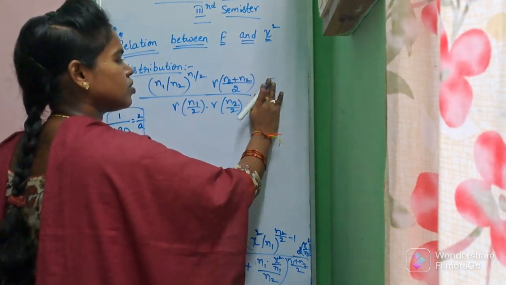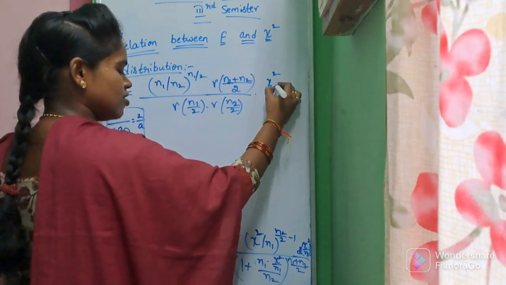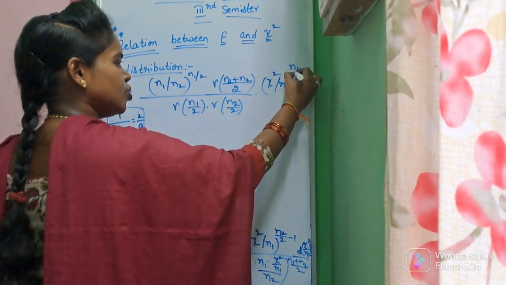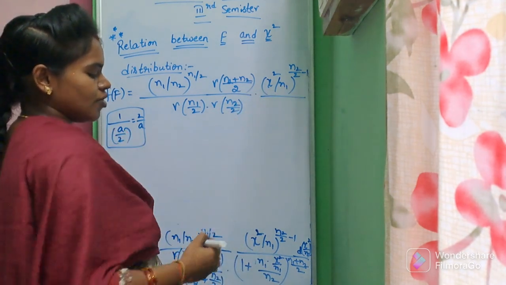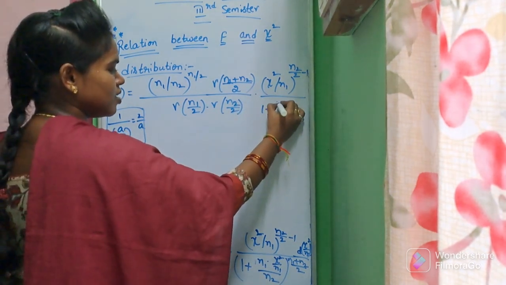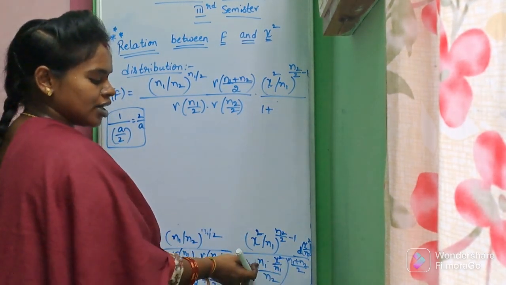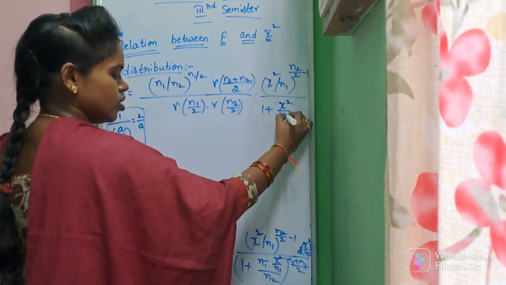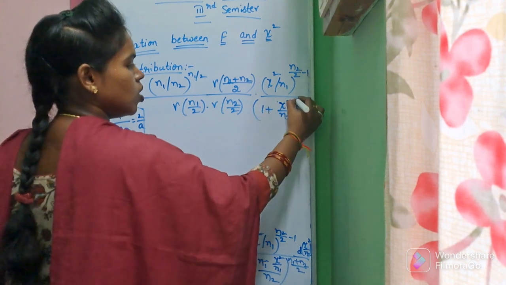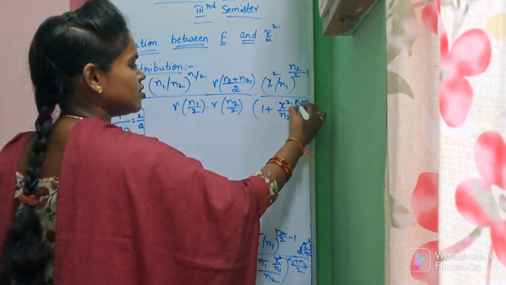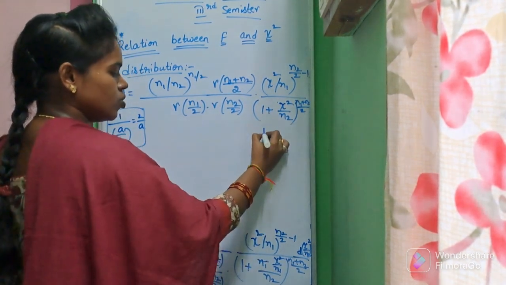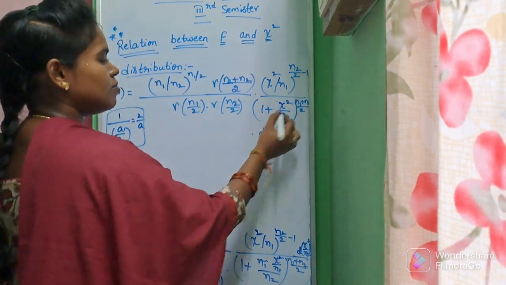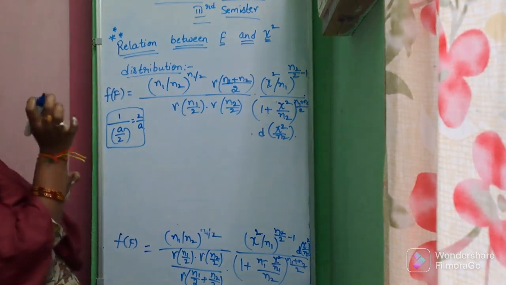chi-square by n1 whole to the power n2 by 2 minus 1 divided by 1 plus, here this denominator n1 and the numerator n1 both will cancel. Chi-square by n2 only remains. Whole to the power n1 plus n2 by 2 into d of chi-square by n2 and that multiplication. This is our first part.